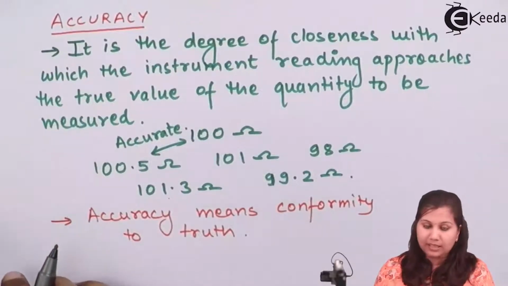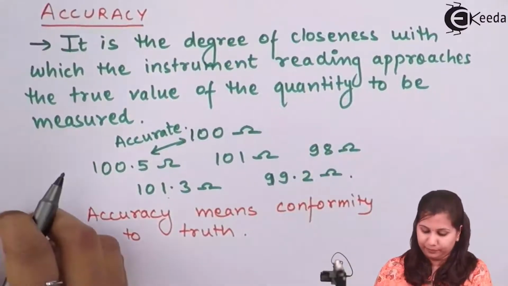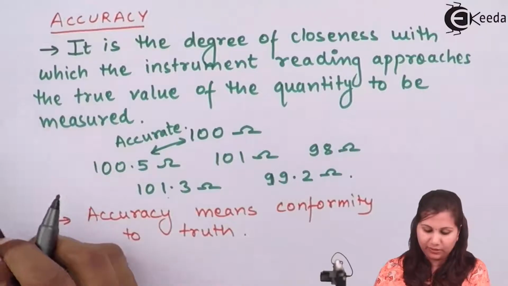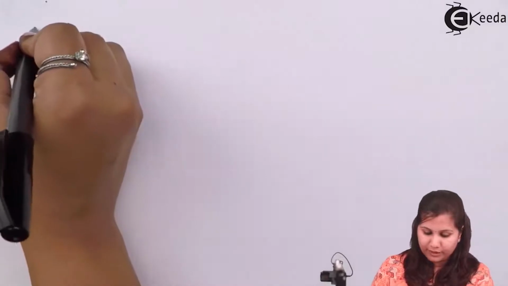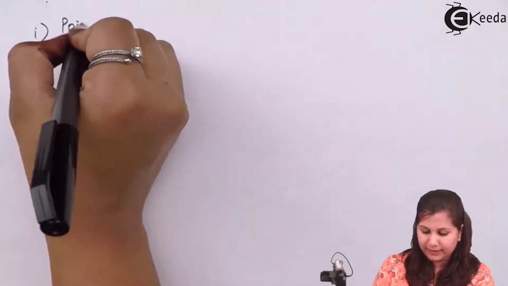Now accuracy is of three types. We can define the accuracy in three ways. First is the point accuracy.